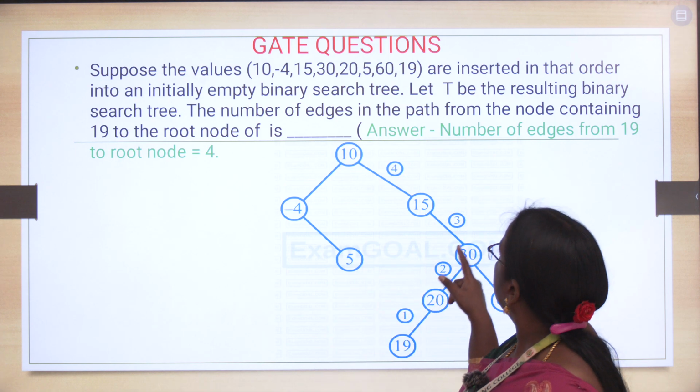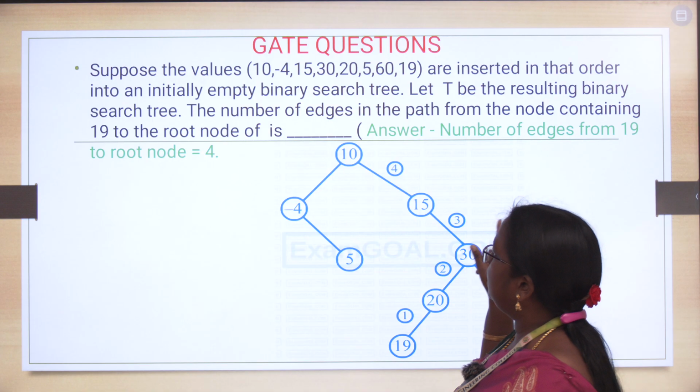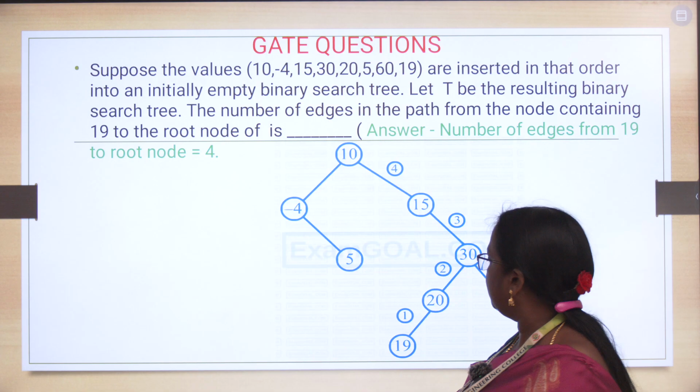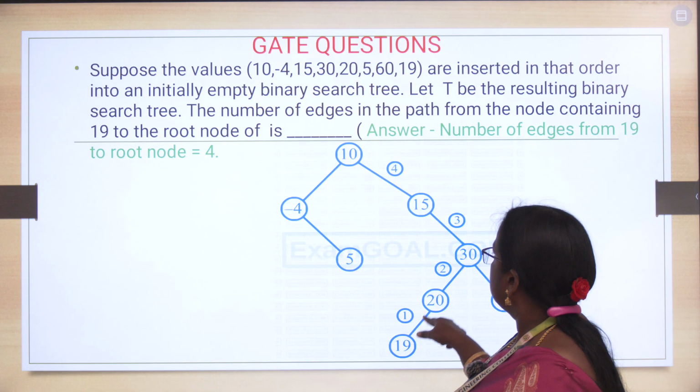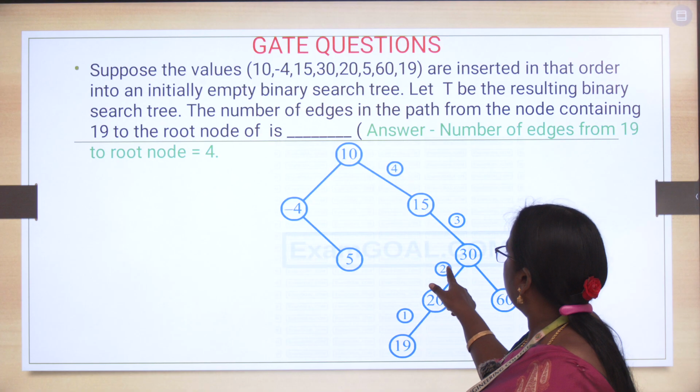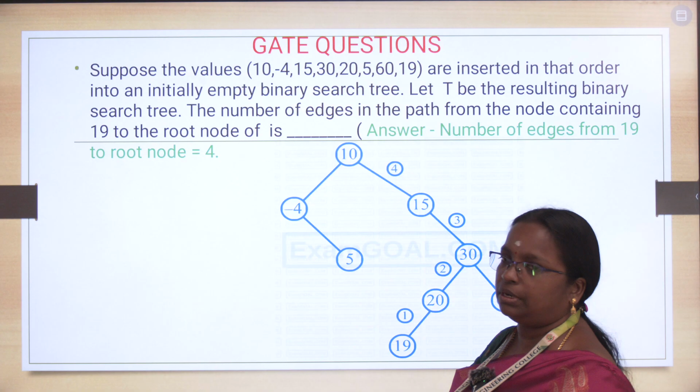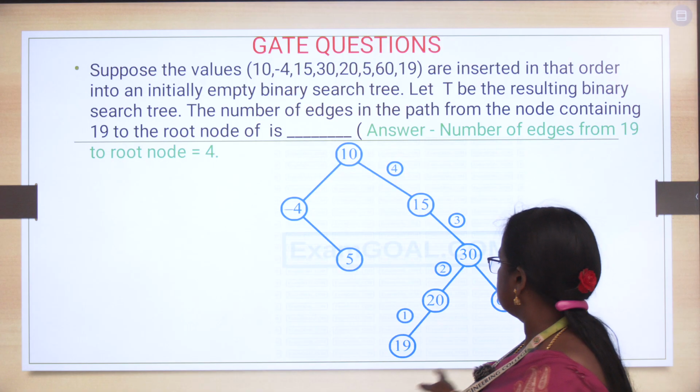The question is asking for the number of edges needed for connecting 19. So where is 19? 19 is here. How many connections are there? 1, 2, 3 and 4. So we have to represent 4. The number of edges needed is 4.